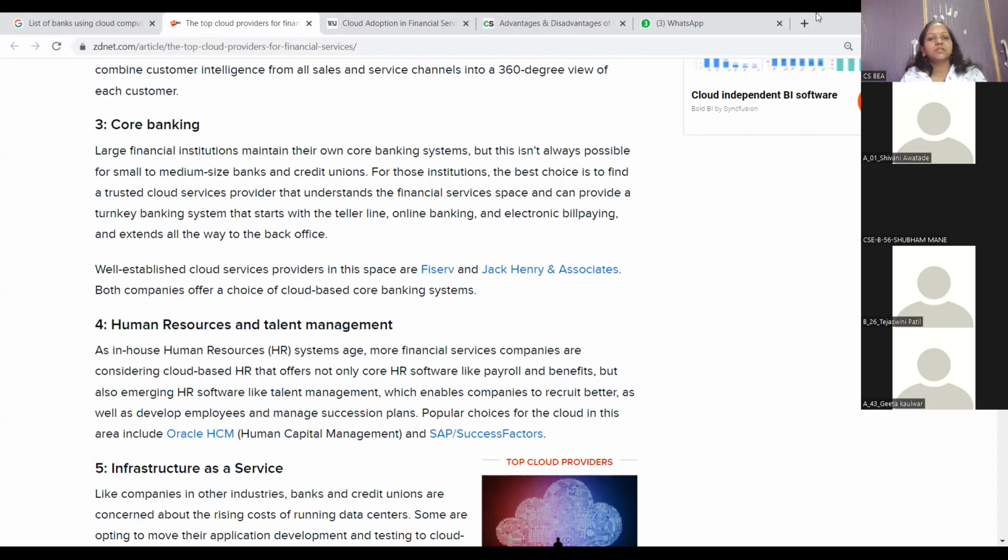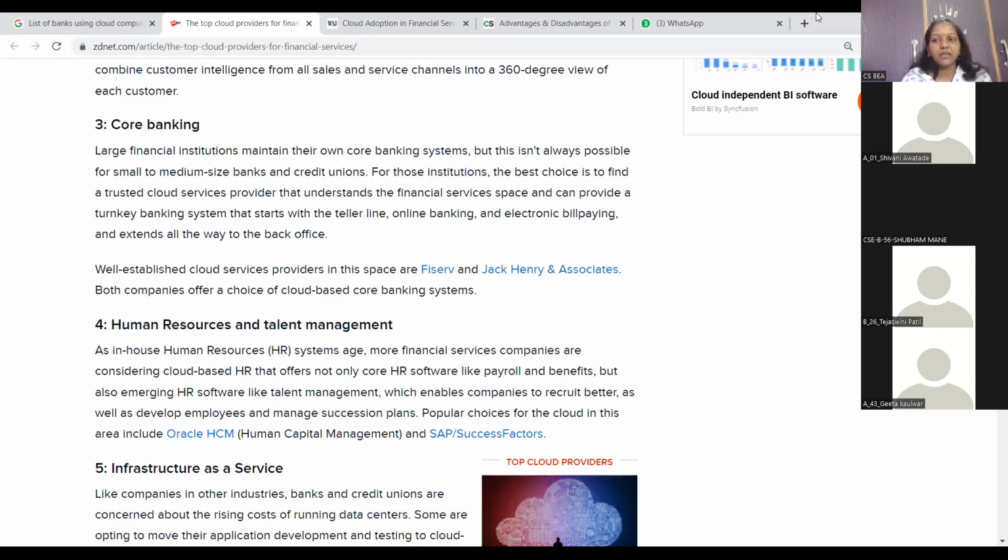Then human resources and talent management. As in-house human resources systems age, more financial services companies are considering cloud-based HR that will offer not only core HR software like payroll and benefits, but also emerging HR software like talent management, which enables companies to recruit better as well as develop employees and manage succession plans. Popular choices for the cloud in these include Oracle HCM, that is Human Capital Management, SAP SuccessFactors, etc.